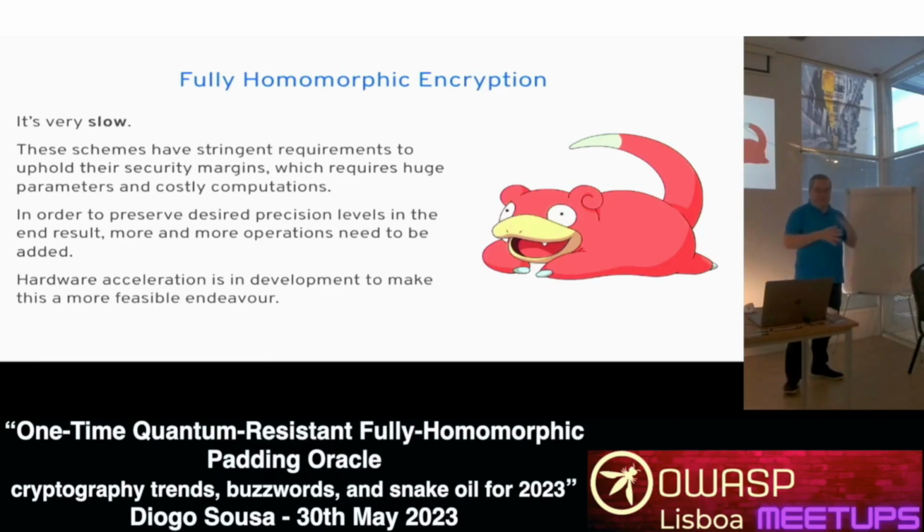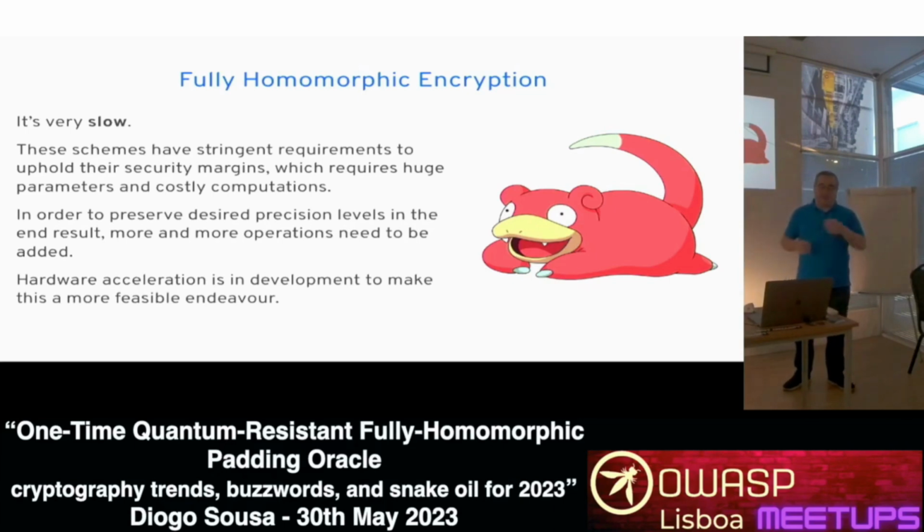So these schemes have very stringent requirements to uphold their security margins, which require huge parameters and costly computations. For example, one of the crypto systems requires multiple exponentiations. So as you can imagine, if you're going through a data set with 10 million rows and you have to do multiple exponentiations for it and then pass the thing through the model, that is going to be very computationally expensive. Also, to get the precision levels at the end result, so that data isn't lost when you're doing all of these transformations on the ciphertext, you need to actually do more calculations. So the whole thing is massively expensive.